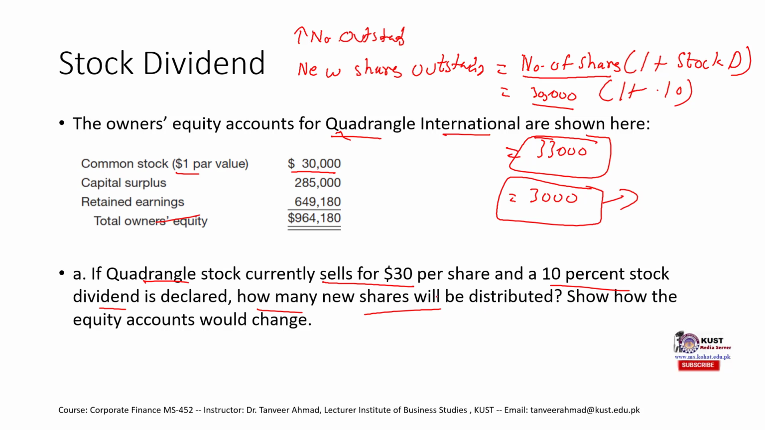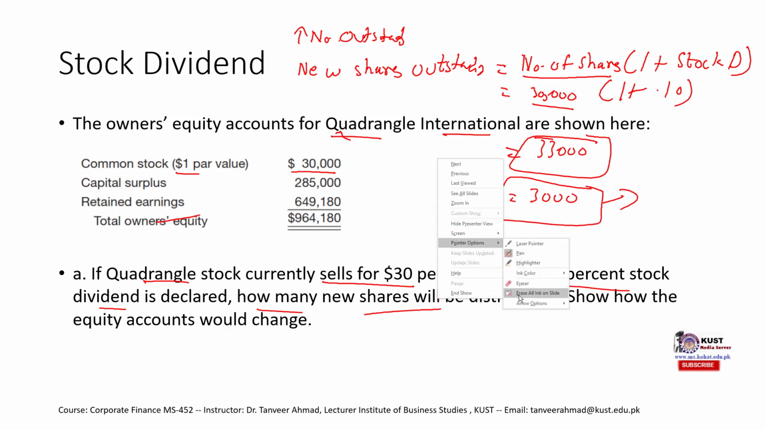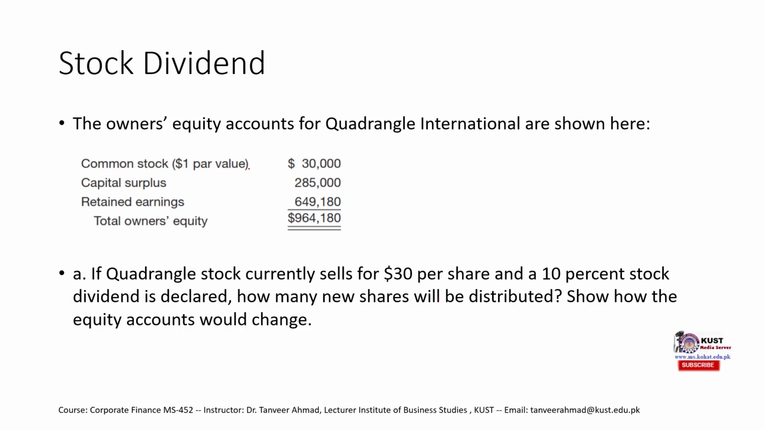Next, we need to understand what would be its effect on this equity account. So remember, in equity account, we would draw a new account. So common shares, the par value would remain same. So we would say common stock, and the par value is $1. But now instead of multiplying it with 30,000 shares, we need to multiply it by the total new shares. That would be 33,000.